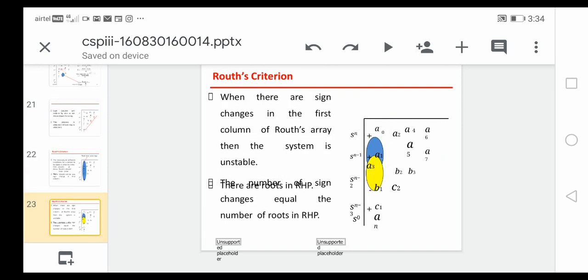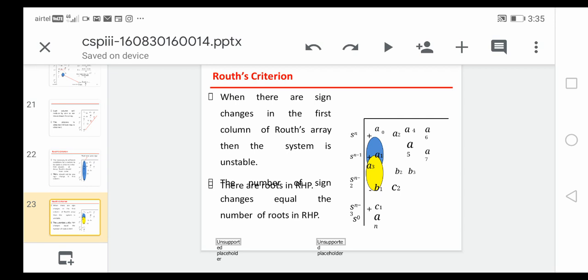Now, for example, in the second case, the blue and yellow colors show that we imagine there is a minus b1. How many sign changes? First is a0, a1, then a1 to a3 again positive, a3 to minus b1, that means positive to negative, and negative minus b1 to c1, that means negative to positive c1. That means how many sign changes?